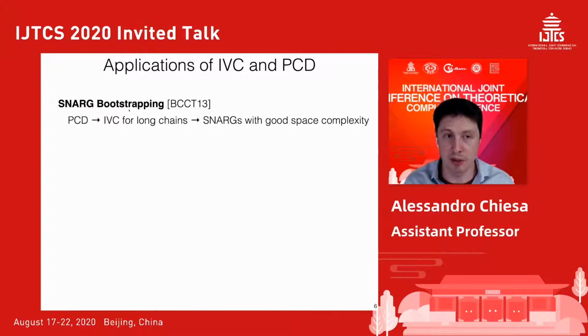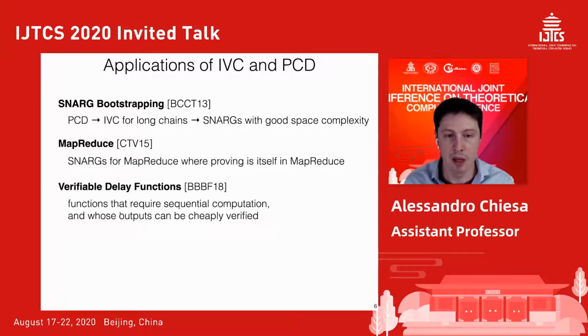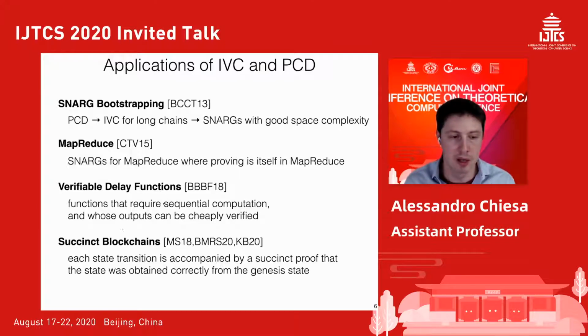This is known as SNARK bootstrapping. You can also use incrementally verifiable computation to construct SNARKs for distributed computations like MapReduce, where the proving process is itself a distributed computation, namely it's itself a MapReduce computation. You can construct primitives that are important in the blockchain space, for example, verifiable delay functions using IVC. You can also construct succinct blockchains.